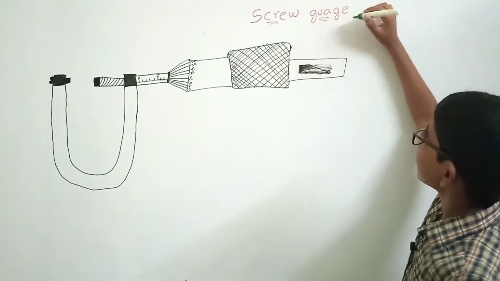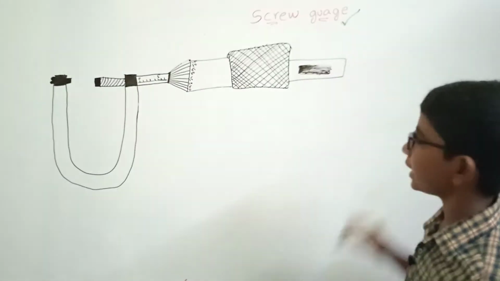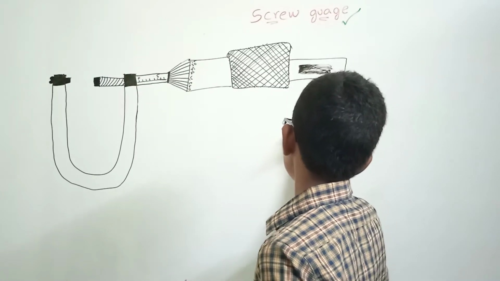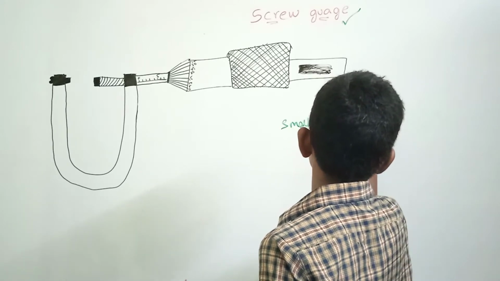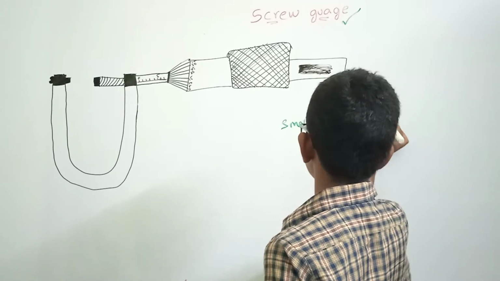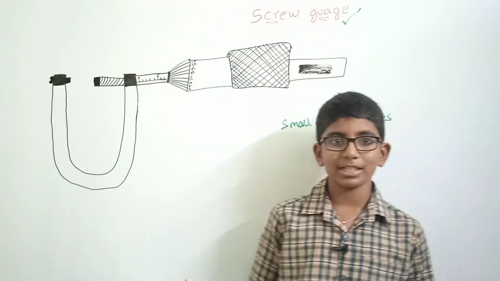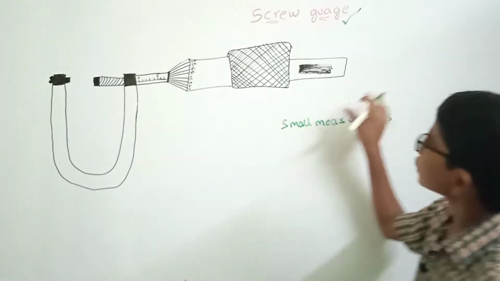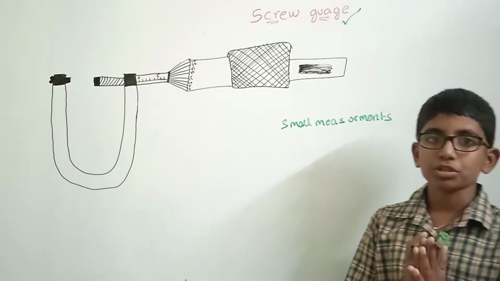Today we will discuss about screw gauge. Screw gauge is an instrument which is used to measure small measurements, like the thickness of a wire or the thickness of a glass plate. Such small quantities will be measured with this screw gauge. Okay, today we will discuss about screw gauge.